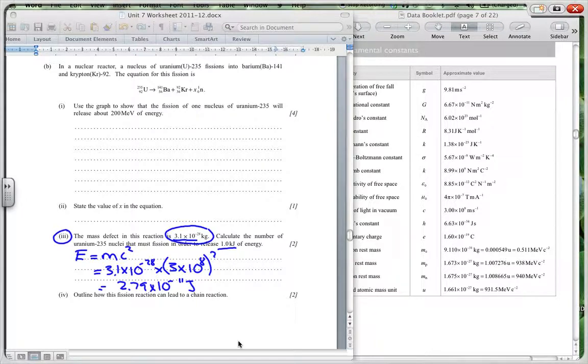But we want 1 kilojoule, so it's 1000 joules. So we divide by the amount of energy for one fission, 2.79 times 10 to the negative 11 joules per fission. And we get out of that 3.6 times 10 to the 13. We would need that many fissions, or that many reactions, that would need to take place to give that amount of energy.